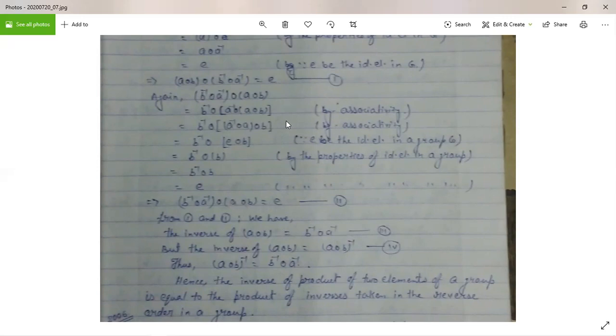Therefore we can say from 1 and 2, the inverse of a ∘ b equals b⁻¹ ∘ a⁻¹, but the inverse of a ∘ b equals (a ∘ b)⁻¹. Thus (a ∘ b)⁻¹ is equal to b⁻¹ ∘ a⁻¹. Hence, the inverse of the product of two elements of a group is equal to the product of inverses taken in the reverse order in a group G. Hence the theorem.